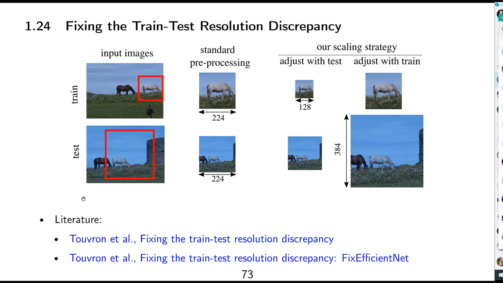The thing that the authors observed is that typical training schemes apply some data augmentation, and this data augmentation, in particular the cropping, leads to the fact that the network sees different resolutions at training time and test time. As example image, we see this horse image on the left.